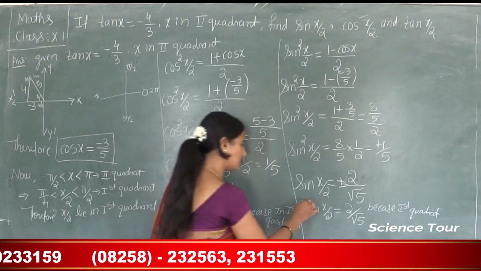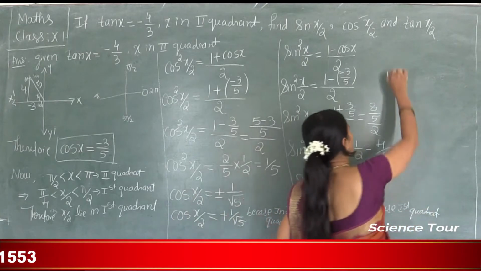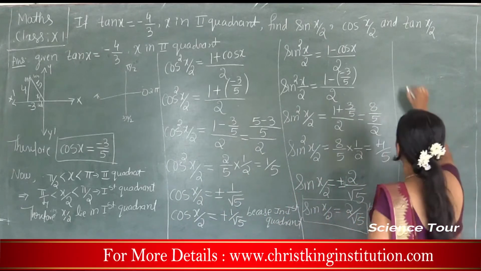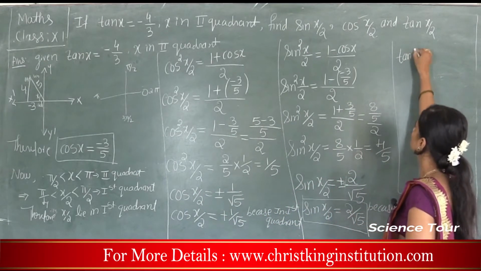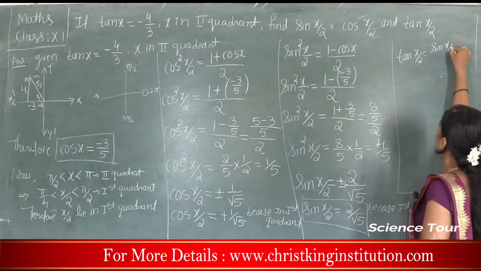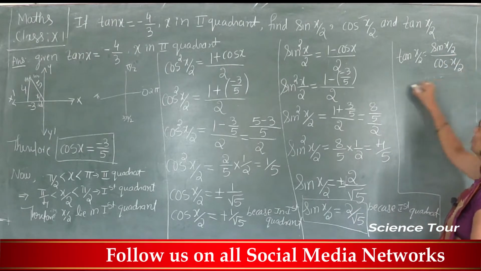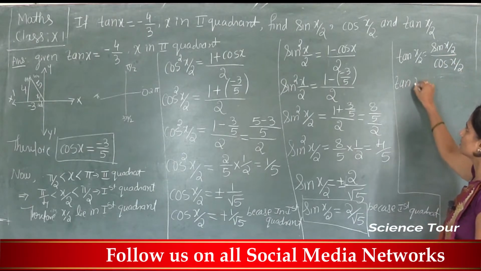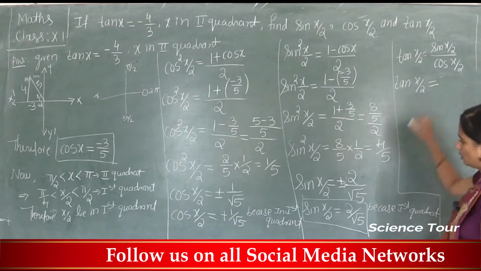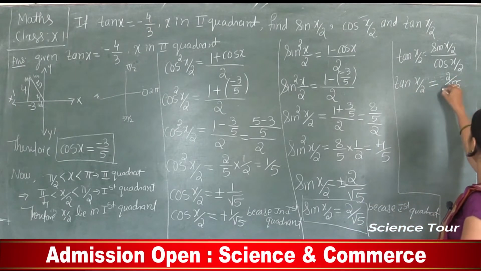So we got sin x by 2, we got cos x by 2. So can you get tan x by 2? Yes. Tan x by 2 is equal to what? It is sin x by 2 divided by cos x by 2. So tan x by 2 is equal to sin x by 2, which is 2 divided by square root of 5.